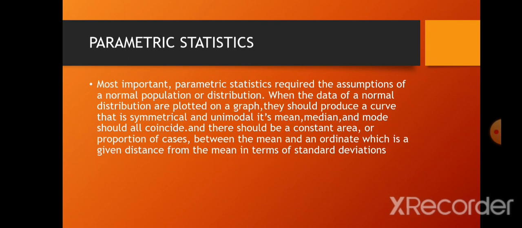Parametric statistics. Most important, parametric statistics require the assumption of a normal population or distribution. When the data of a normal distribution are plotted on a graph, they should produce a curve that is symmetrical and unimodal. Its mean, median, and mode should all coincide. And there should be a constant area or proportion of cases between the mean and an ordinate, which is a given distance from the mean in terms of standard deviations.